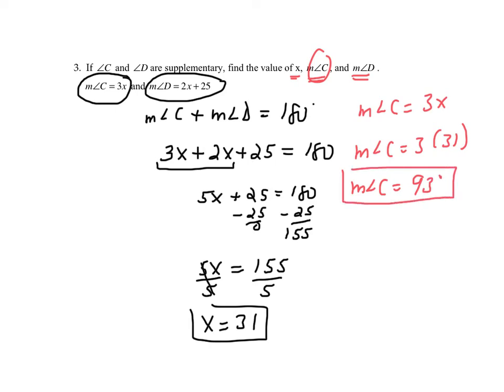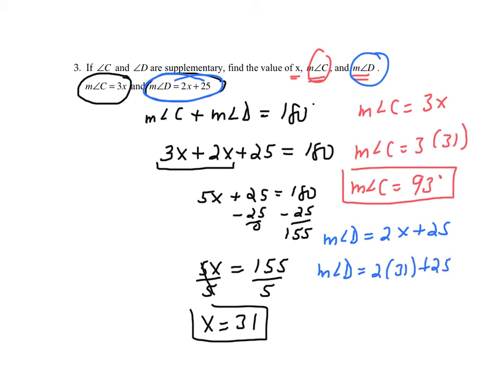Okay, so hang on to that. Go back in, find the measure of angle D by plugging x back into that expression. So we have the measure of angle D. Instead of it being 2x plus 25, we want to say that the measure of angle D is equal to 2 times 31 plus 25. So go ahead and multiply 2 times 31. You get 62. Add 25 to that. We get the measure of angle D is equal to 87 degrees.